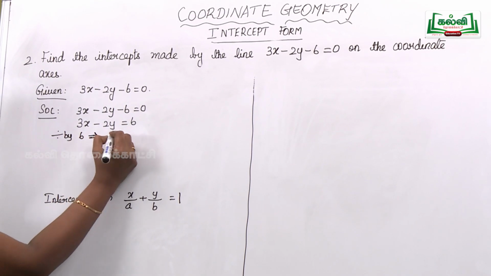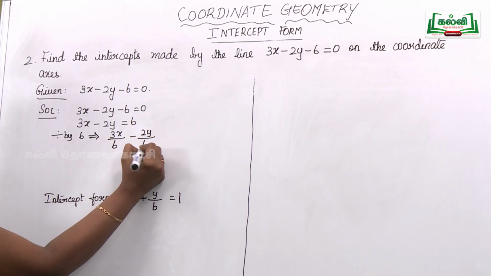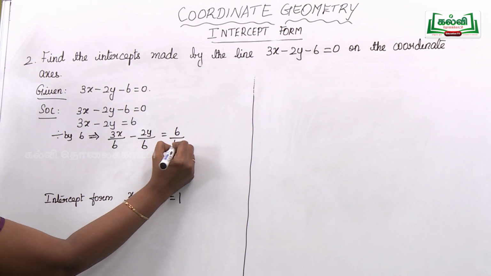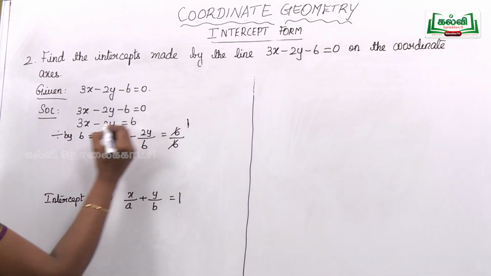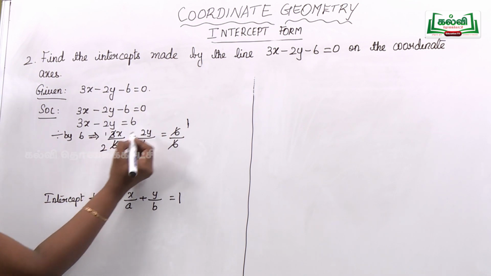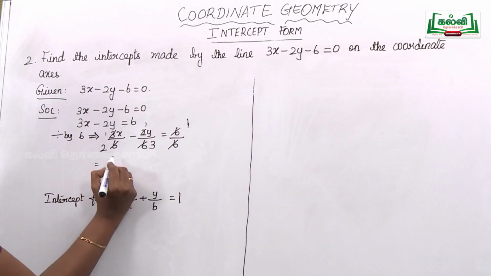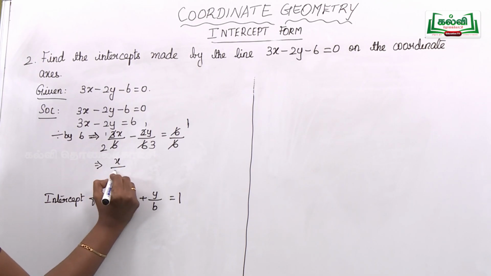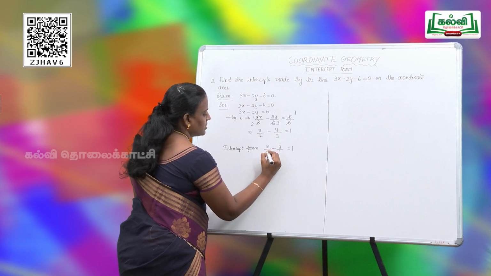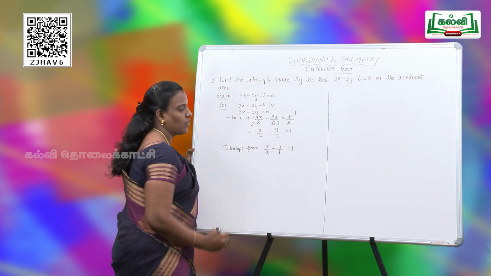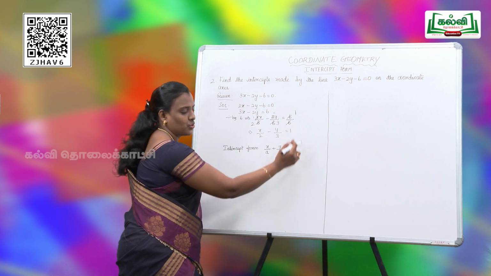So, what do I get? I get 3x by 6 minus 2y by 6 is equal to 6 by 6. So, this I will cancel out. I will get the answer as 1 and here 3 2s are 6, here 2 3s are 6. So, what do I get here? I get here x by 2 minus y by 3 is equal to 1. So, this is x by a plus y by b is equal to 1. Now, if you see, I can just compare these two, okay.